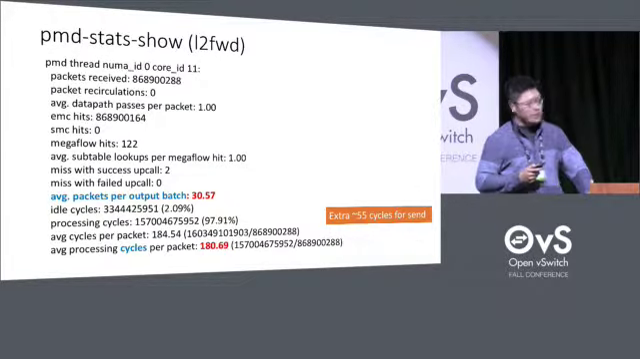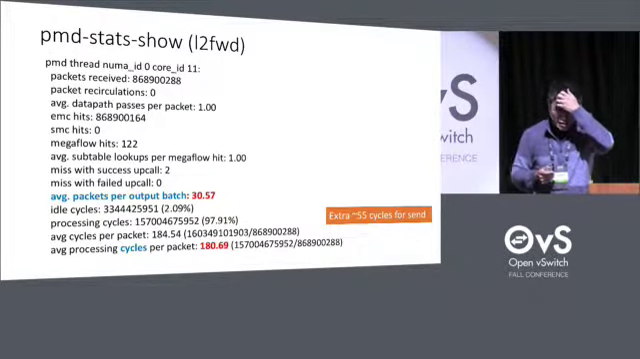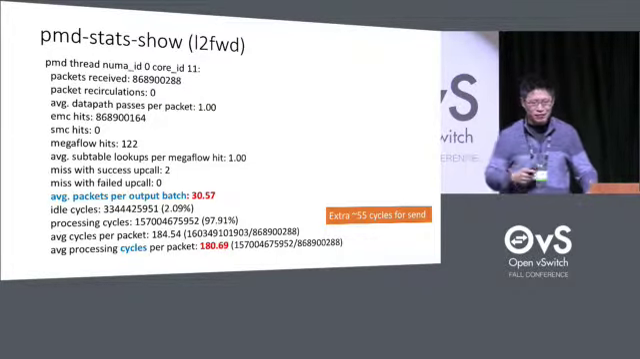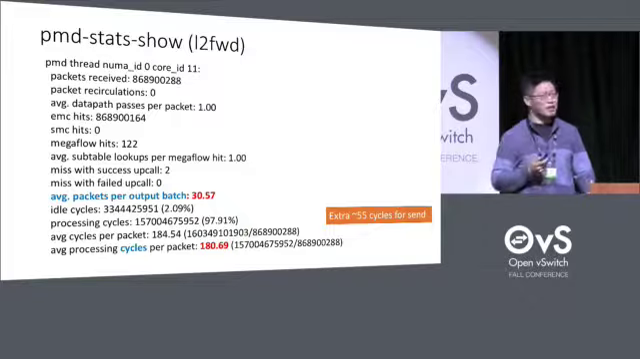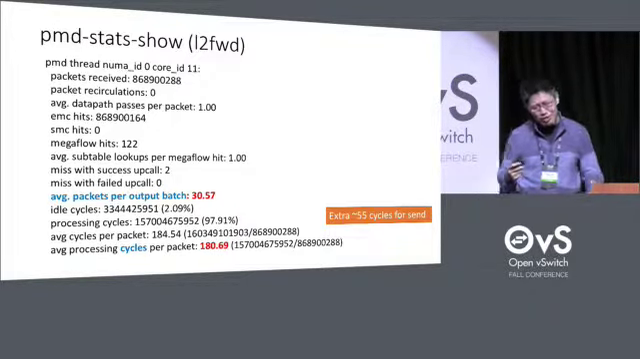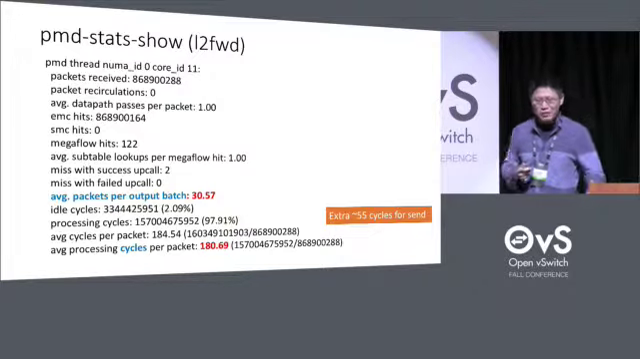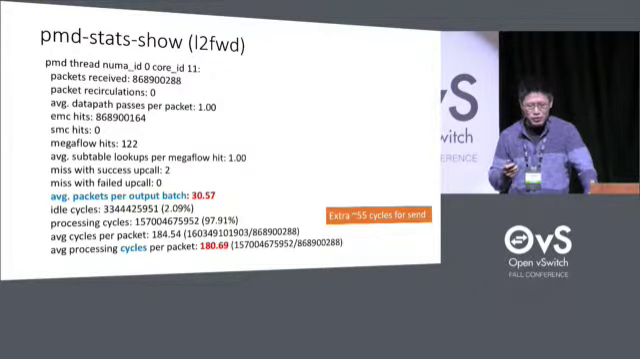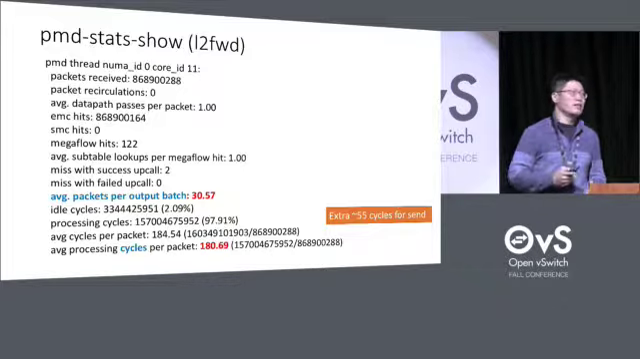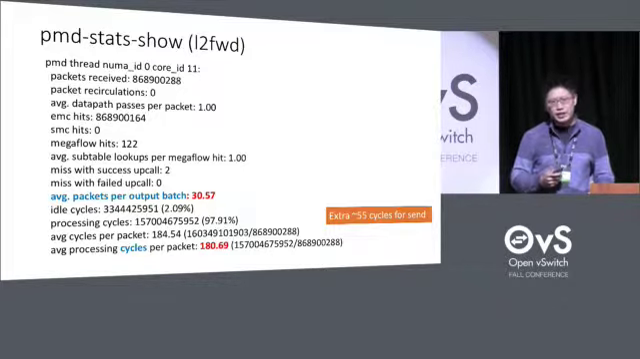So again, we run PMD stats show, and this time, because we are doing sending, first we want to make sure the average packets per output batch. The maximum is 32. Right now we get 30.57, which is probably okay. And then the average cycles per packet we spend is about 180.